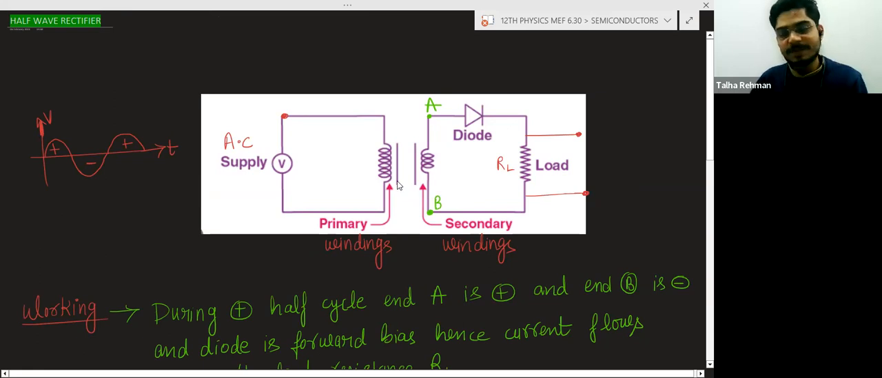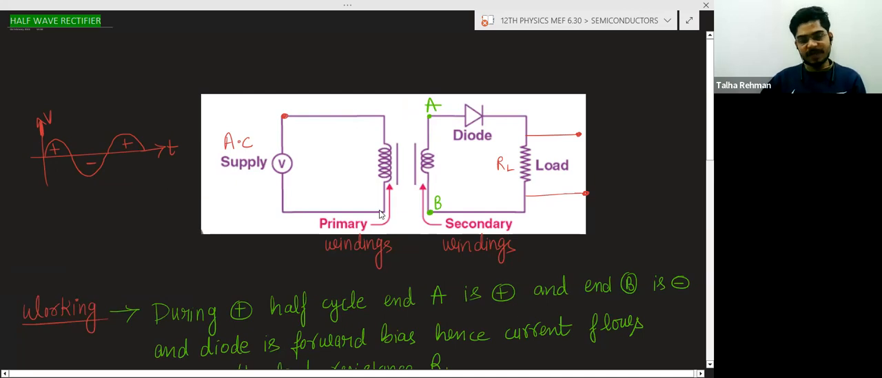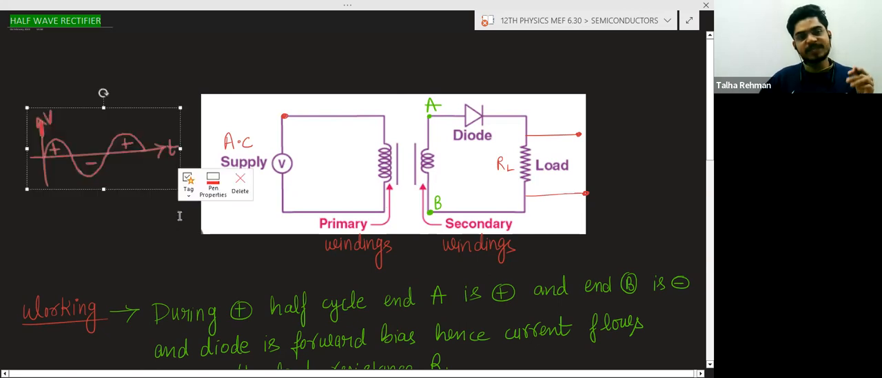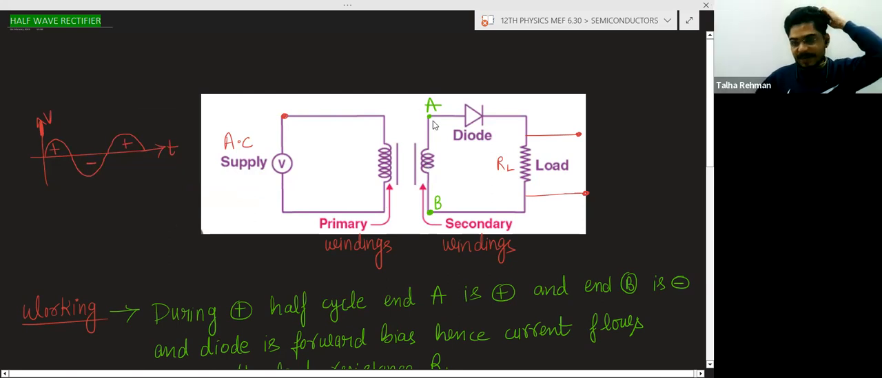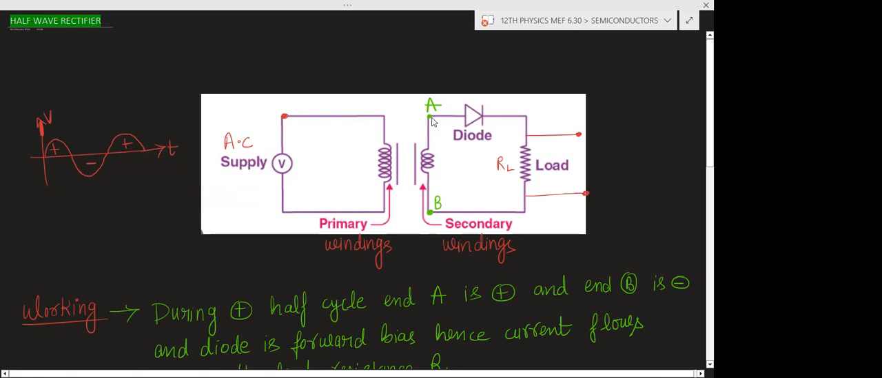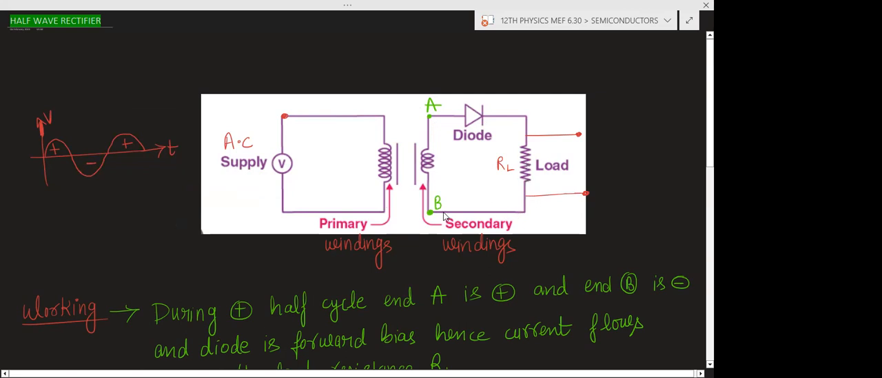In the transformer, we have seen primary windings and secondary windings. So this is the primary winding of the transformer, and this primary winding is connected to the AC supply. AC supply means this type of voltage supply will be there. And this is the secondary winding, and this secondary winding is connected to a diode, and this diode is then connected to the load resistance. RL is the load resistance. So this figure you have to remember.